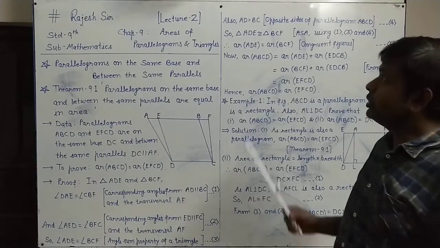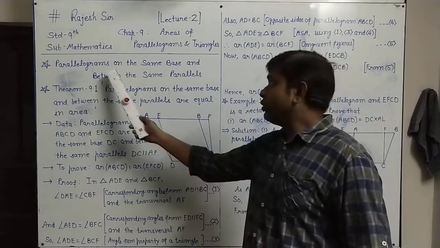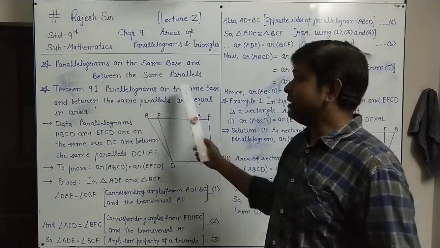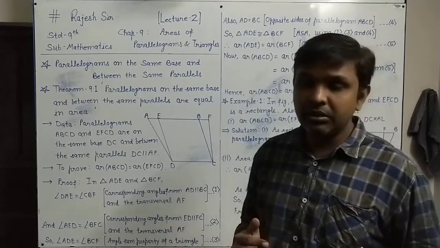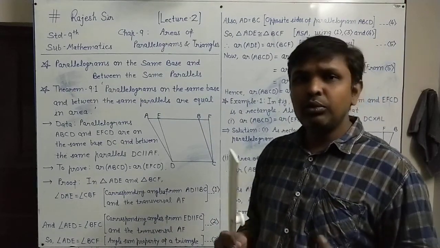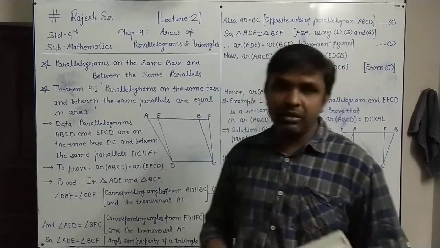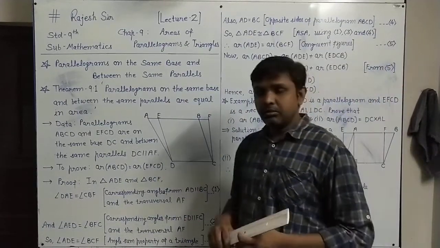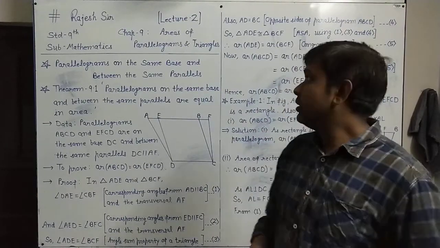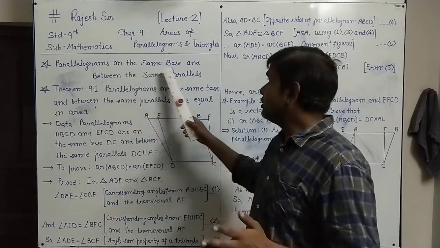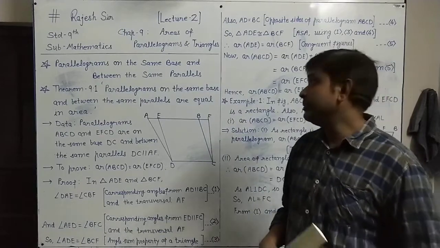In this lecture number 2, we will see parallelograms on the same base and between the same parallels. In the last lecture, the very first lecture, we have seen some figures in which the two figures were on the same base and between the same parallels. They were different types of figures, but here we are going to talk particularly about parallelograms. If two parallelograms are on the same base and between the same parallels, what happens, that we will see.